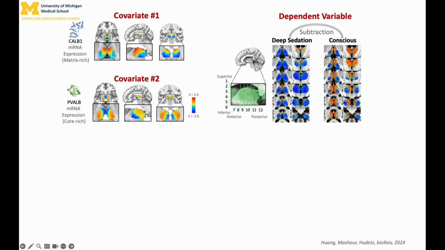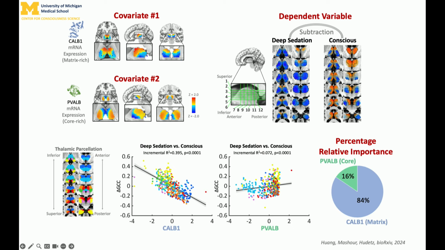Next, we sought to determine the relative importance of core versus matrix cells in explaining the change of thalamic gradient values from conscious to unconscious states. We performed linear regression and a dominance analysis. We found that the percentage of relative importance of matrix cells is about 84%, much larger than that of core cells. The results suggest that loss of consciousness during deep sedation is primarily associated with the functional disruption of matrix cells distributed across the thalamus.